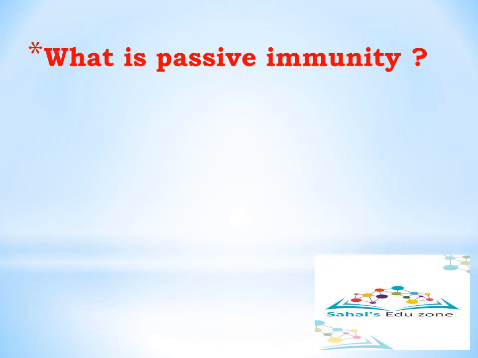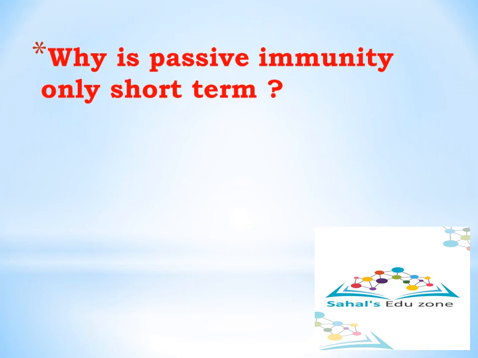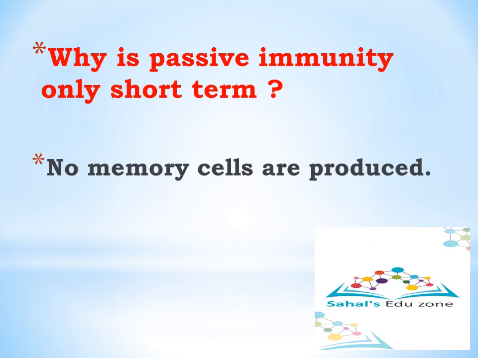What is passive immunity? Where an individual is provided with short-term immunity by receiving antibodies from another individual, typically a mother to an infant. Why is passive immunity only short-term? Because no memory cells are produced in passive immunity.